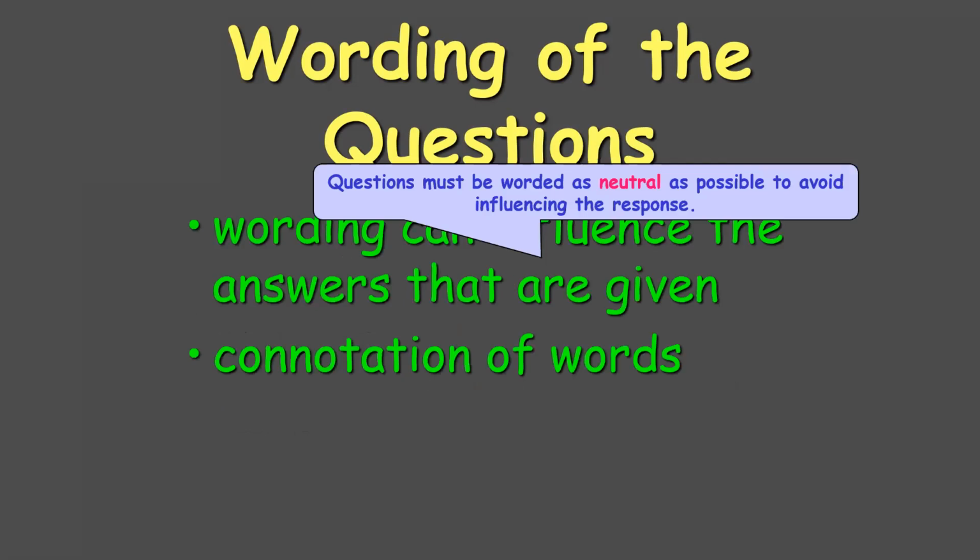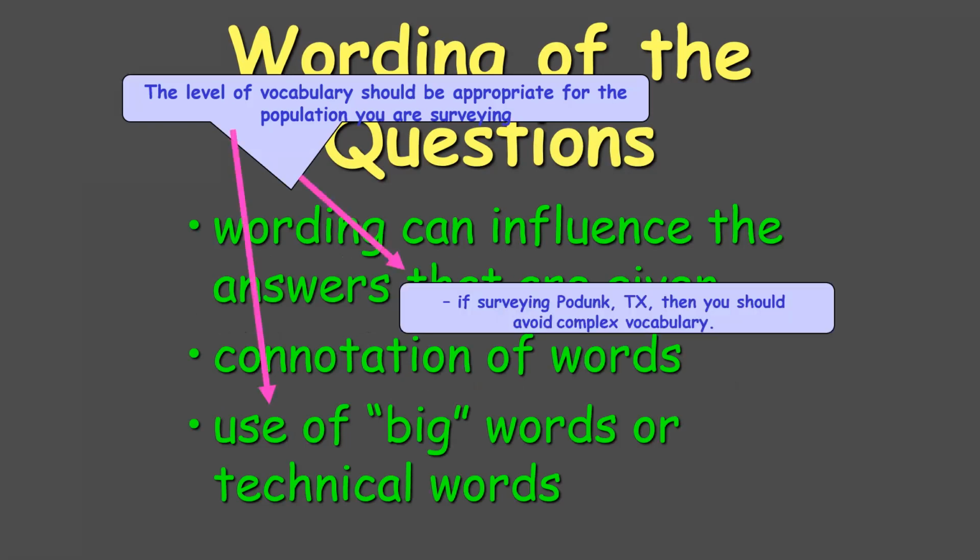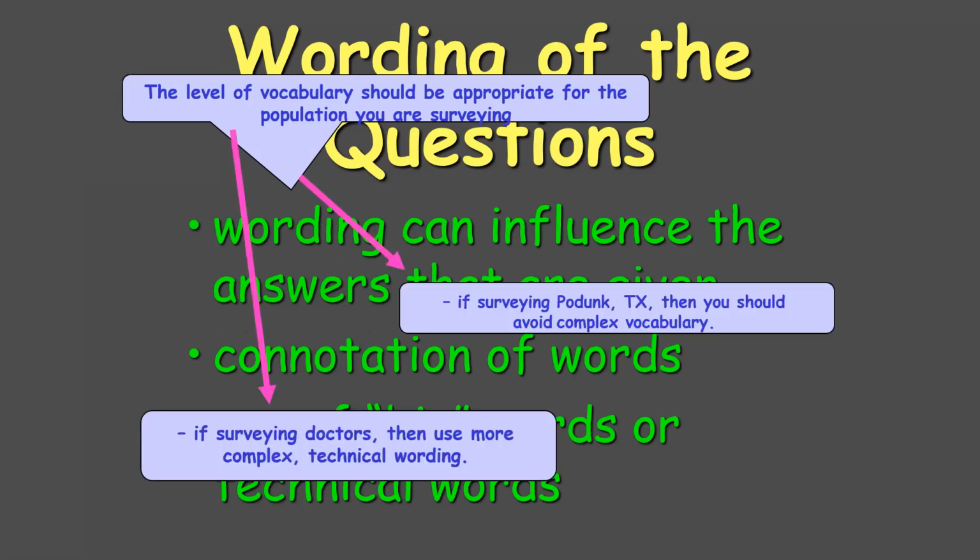Wording can influence the answers that are given, as we just said, so questions must be worded as neutrally as possible to avoid influencing the response. Don't use double negatives. Don't try to sway somebody to give a certain answer. The level of vocabulary is very important. If we're surveying in Podunk, Texas, maybe we should not use very big words.